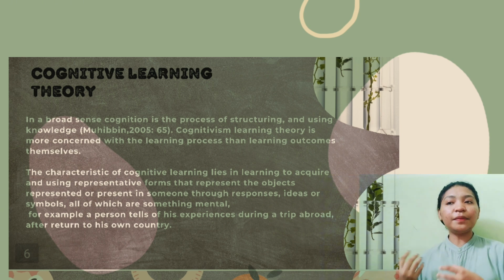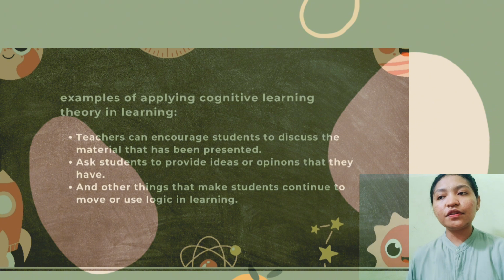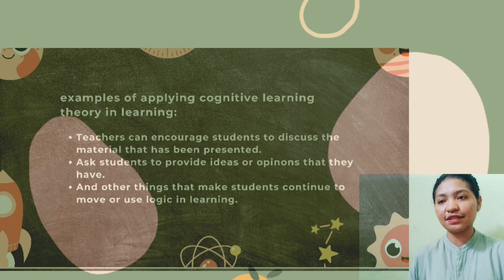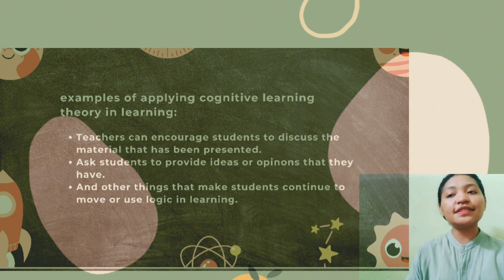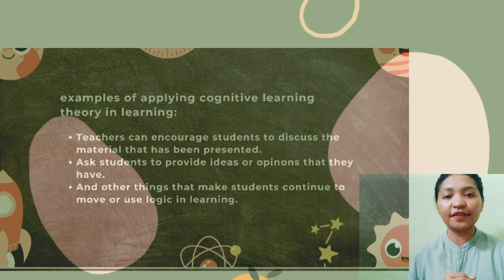Next, examples of applying cognitive learning theory in learning. For the first, teachers can encourage students to discuss the material that has been presented. Second, ask students to provide ideas or opinions that they have. And the last, third, other things that make students continue to move or use logic in learning.